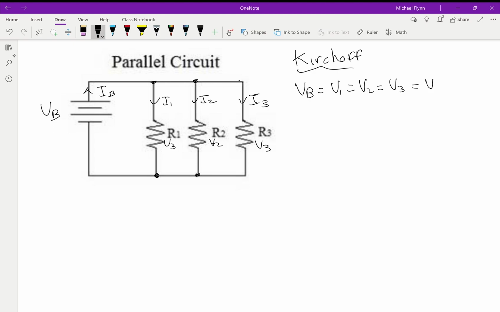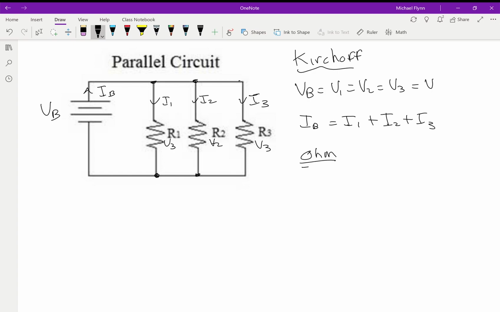Now we know the current, though, adds up. And that makes sense according to Kirchhoff's current law. Okay, so we have these junctions here. The current flowing in, which comes from the battery, must equal the current flowing out. Well, there's three paths coming out, and so those three have to add up to give us the total current. Okay, so I'm going to use Ohm's law.